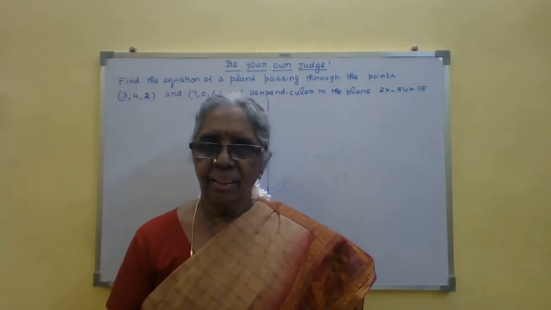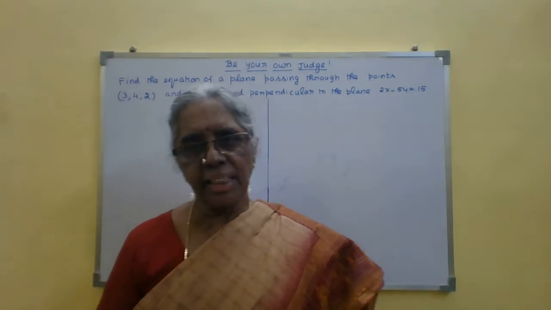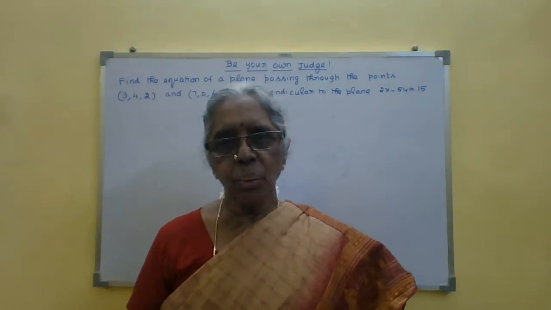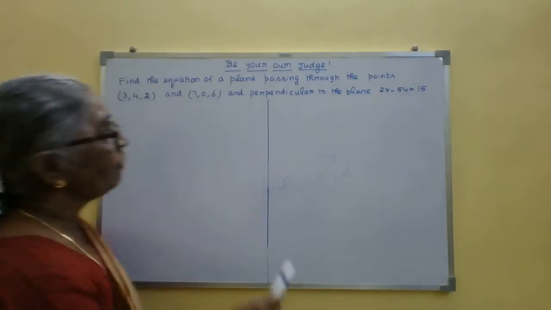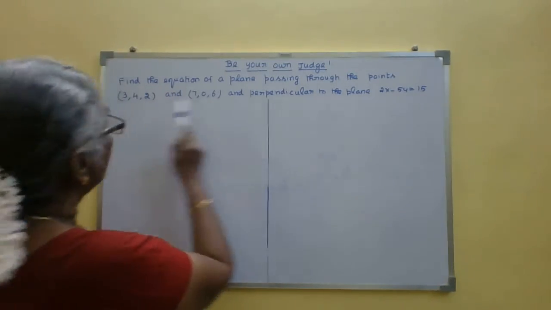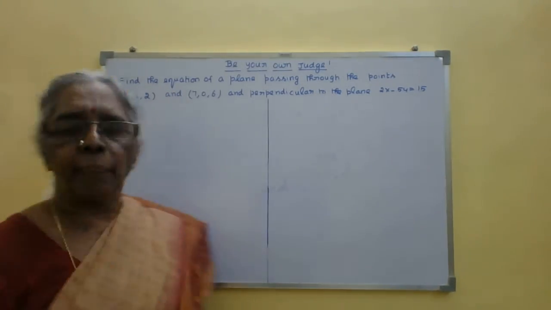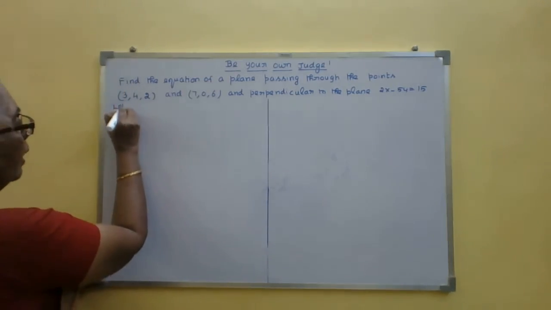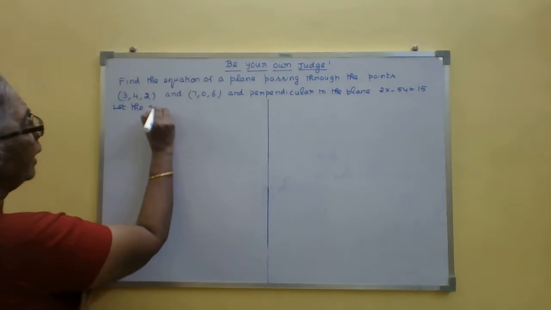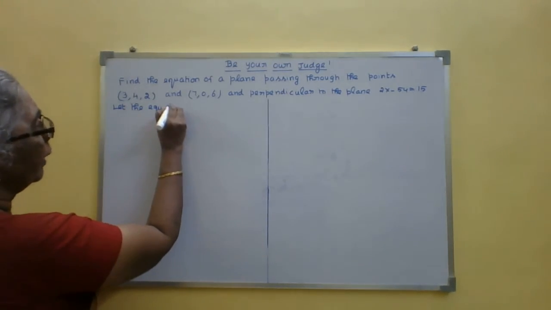Good day everyone. You have learnt how to find the equation of the plane passing through one point and two perpendicular planes. Now let us see how to find the equation of a plane passing through 2 points and one perpendicular plane. Okay. First let us write the general equation. Let the equation of the plane be. This is what we are going to find.